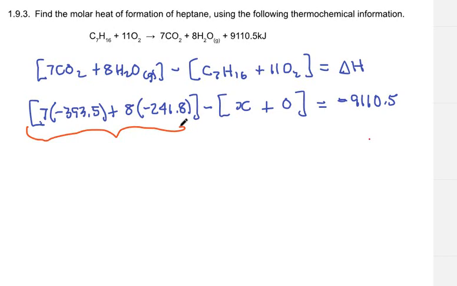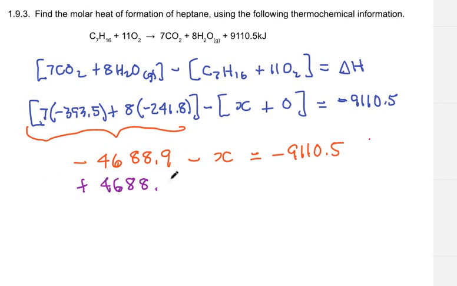7 times minus 393.5 plus 8 times minus 241.8 minus 4,688.9 minus X equals minus 9110.5. Suddenly you're in math class. Do you remember how to solve for X? If we want to get X alone, we could add 4688 to both sides of this. Plus 4688.9. Have to do it on both sides or you're not doing algebra.